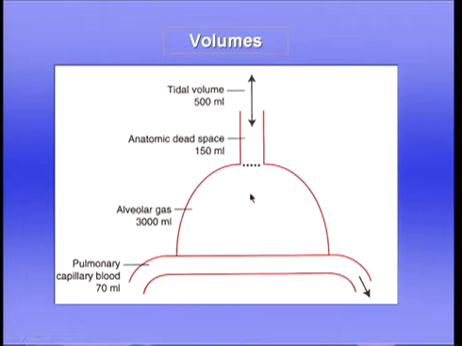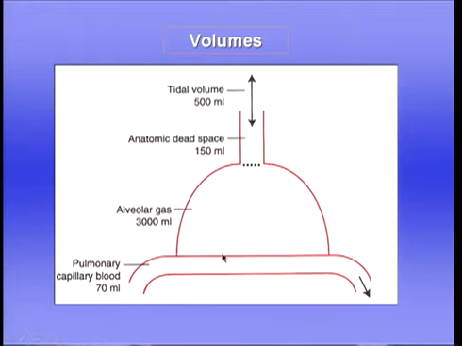But the volume of the alveolar gas, of course, is enormous. In this example, which is another ballpark figure, about 3,000 ml, about 3 liters. So, as you might expect, the largest volume of gas in the lung is in the gas exchanging region.